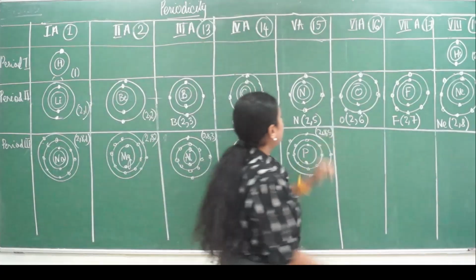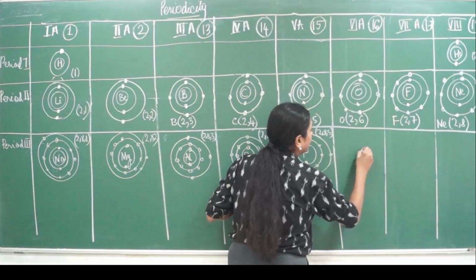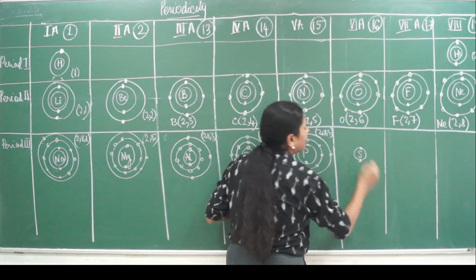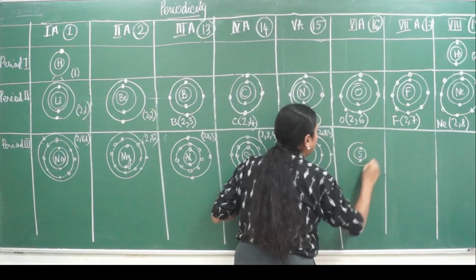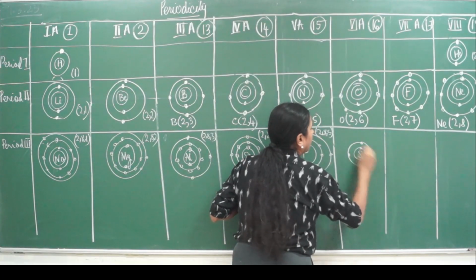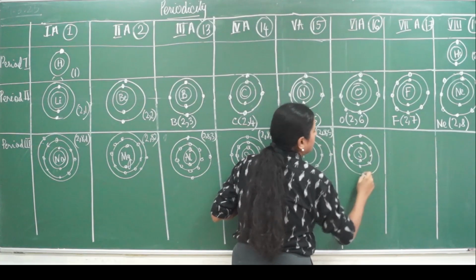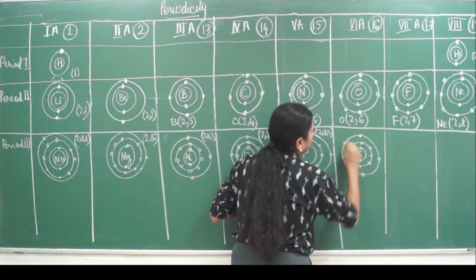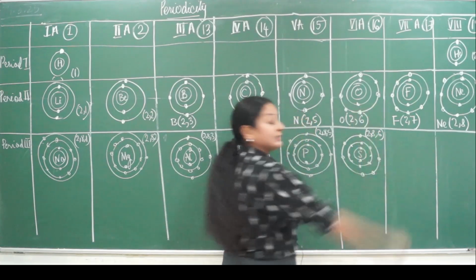Alright. Then we have sulfur. Sulfur is right under oxygen. Its electronic configuration will be 2, comma 8, comma 6.